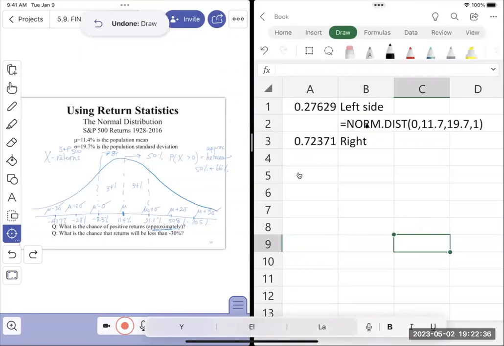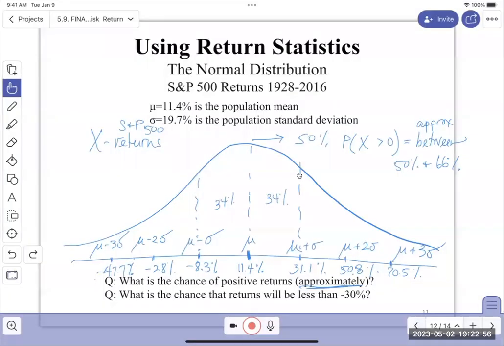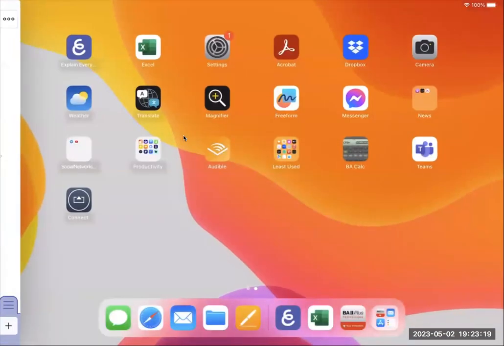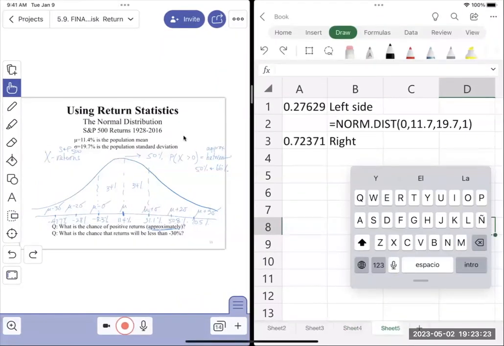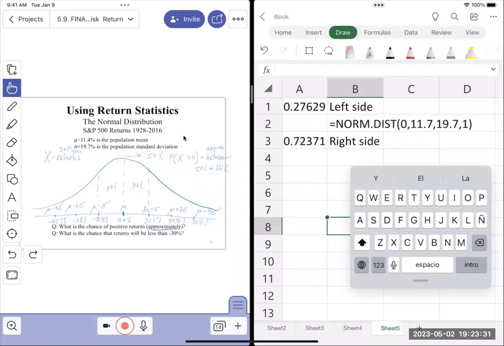Made a mark. Anyway. I have to do this. Okay. All right. All right, back to the problem. So what's the chance that returns will be less than negative 30%? Do you want to try Excel and let me know? Try Excel and let me know. I'll leave up my Excel sample so you can see that. Why do I have sounds coming out of this thing now?